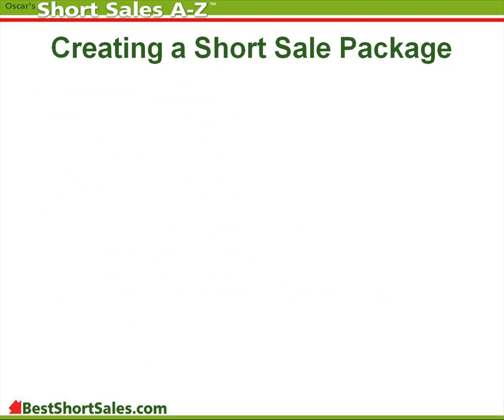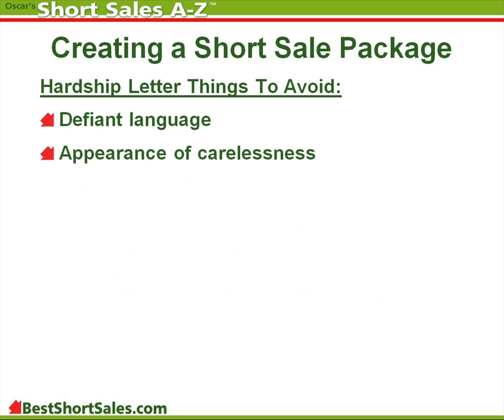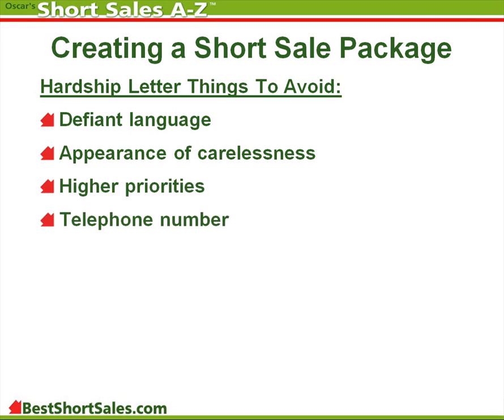Hardship letter things to avoid. Here are some things to avoid. Defiant language such as, "You can have it back." Appearance of carelessness, for example, "I will file for bankruptcy anyway." Higher priorities. There is no need to say something like, "My family is more important than what I owe to the bank." That does not sound good to a creditor that is considering forgiving debt. Avoid giving the telephone number. Collection calls will not easily stop.